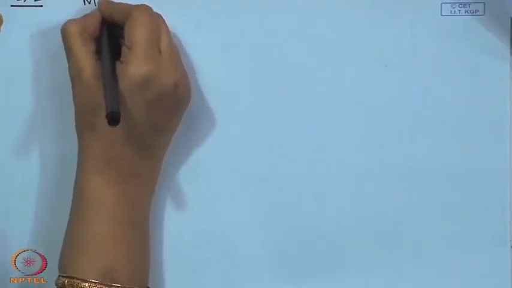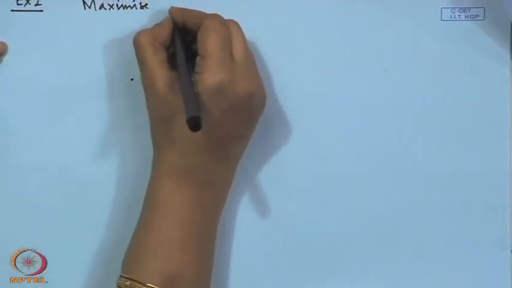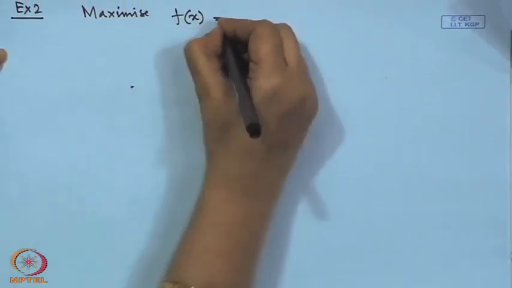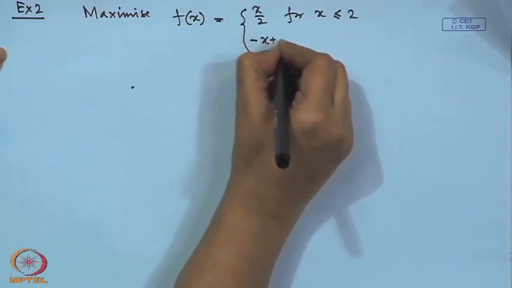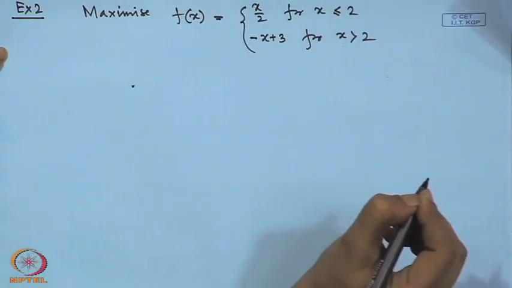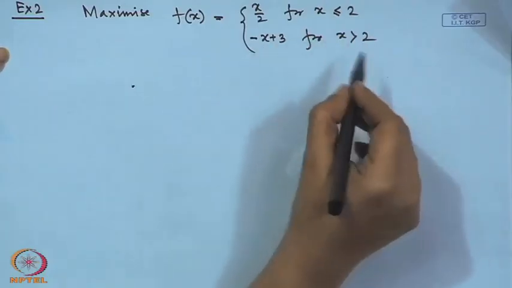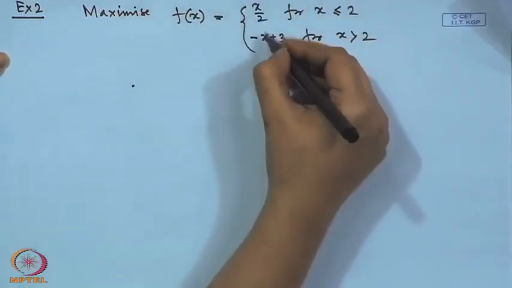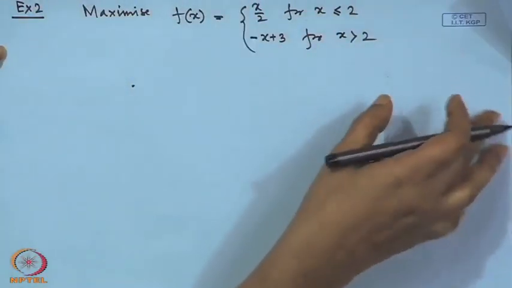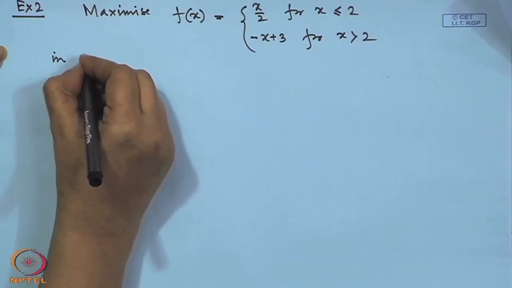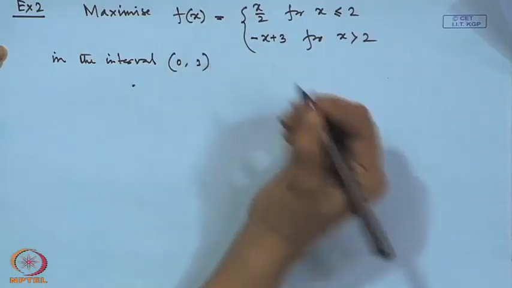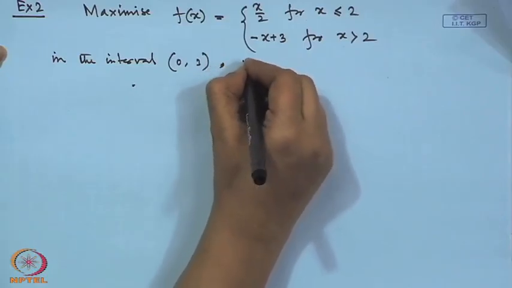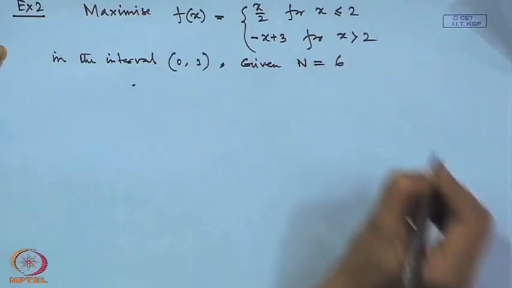Let me do the problem very quickly, because I will just write down the steps without going into detail about the calculations. My problem is to maximize f(x) = x by 2 for x less than or equal to 2, and minus x plus 3 for x greater than 2. We must see the pattern of the function. The function is not really continuous, and we need to maximize within the interval 0 to 3 using the Fibonacci method. Another thing given here is that the number of experiments has been specified, n is equal to 6.